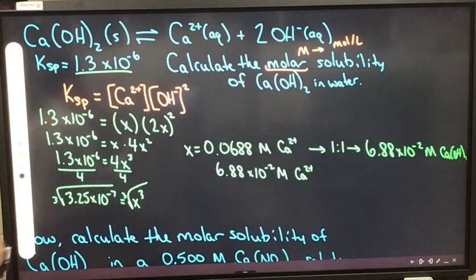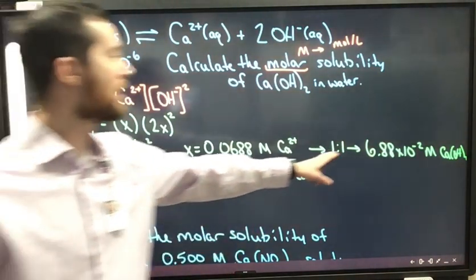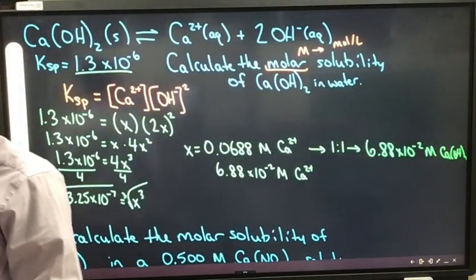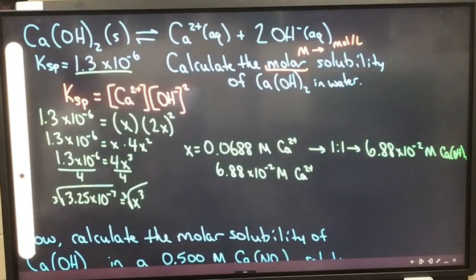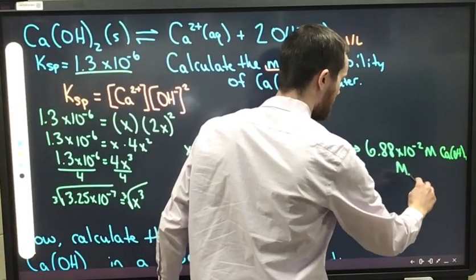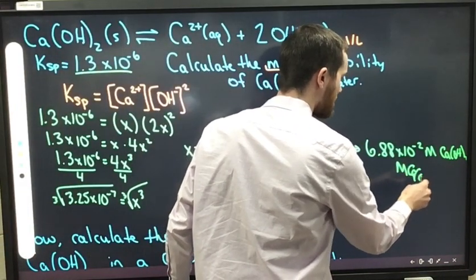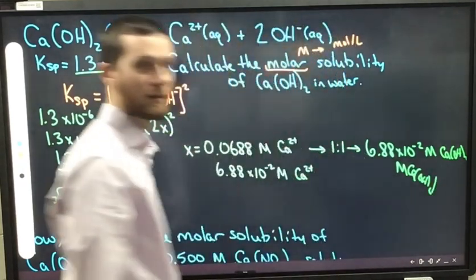That means if you had 1 liter of water, you could only dissolve 6.88 times 10 to the negative 2nd moles of it. My unit got cut off there, so I'll kind of write it under here. Molar calcium hydroxide, still getting cut off, sorry. Okay?